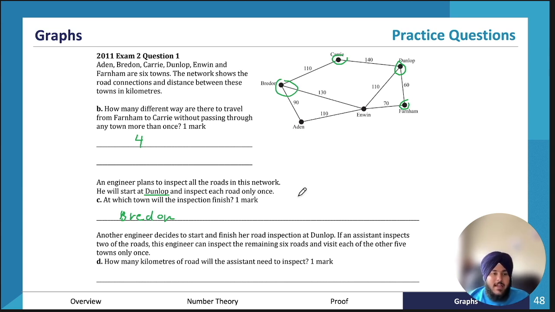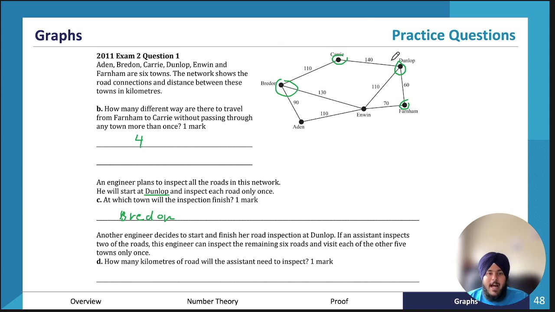Okay, another engineer decides to start and finish her road inspection at Dunlop. If an assistant inspects two of the roads, this engineer can inspect the remaining 6 roads and visit each of the other 5 towns only once. How many kilometers of road will the assistant need to inspect? Okay, let's see. Another engineer decides to start and finish her road inspection at Dunlop. If an assistant inspects 2 of the roads, this engineer can inspect the remaining 6 roads and visit each of the other 5 towns only once.